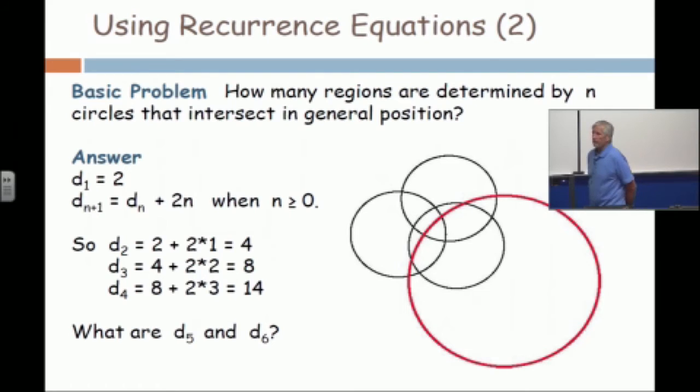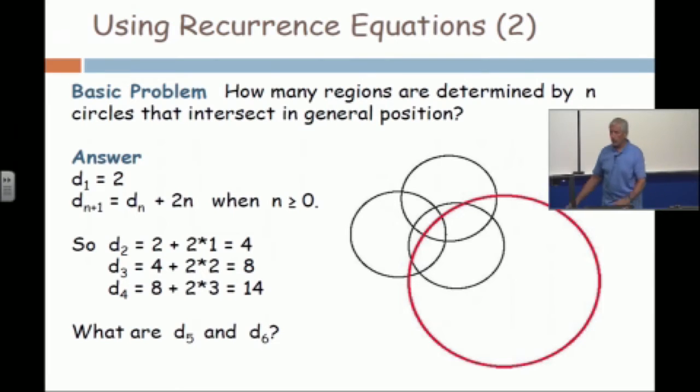All circles must overlap, but they're going to overlap in 2 points. No tangency. And no 3 circles intersect in the same point. How many regions do they contain? If you put down 1 circle, you got 2 regions, inside and outside.